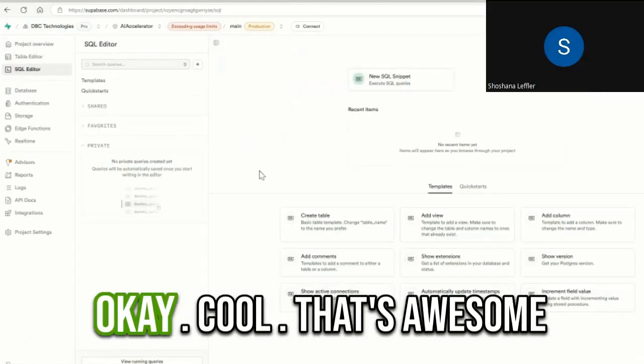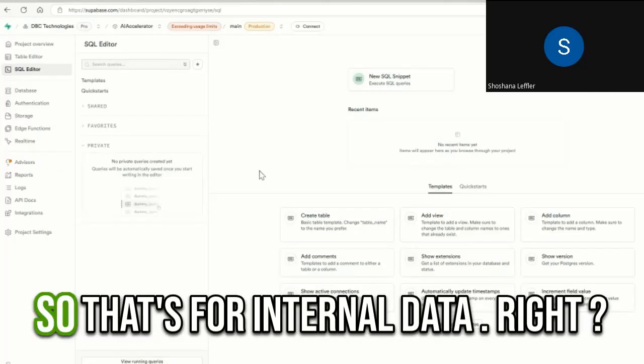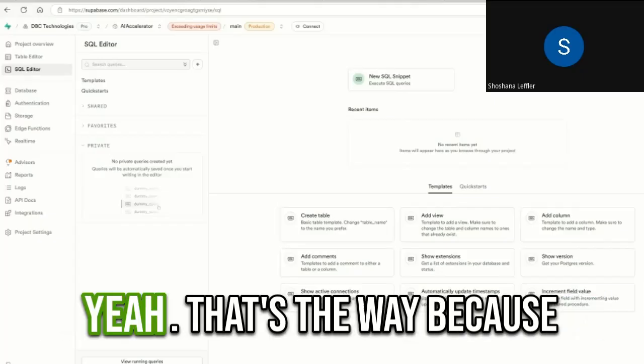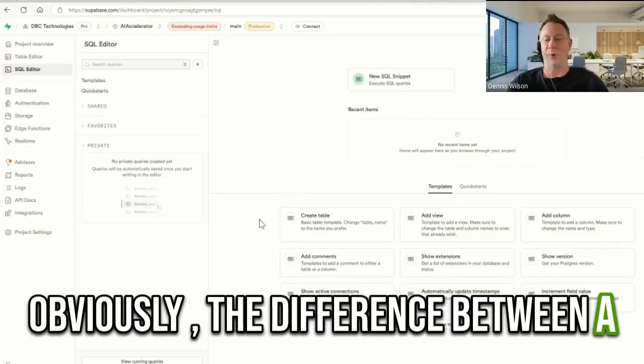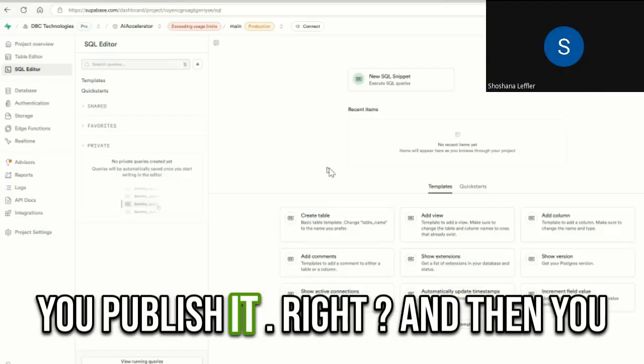Boom, done. Okay, cool. That's awesome. So that's for internal data, right? Yeah, that's the way, because obviously the difference between a prototype and real is the data in the database, right? And then you publish it, right?